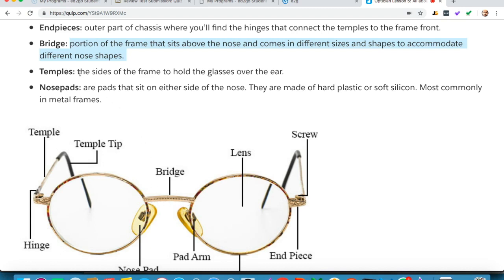As you can see in this illustration, the temples are the sides of the frame that hold the glasses over the ear. These are the temples, and these are the temple tips.